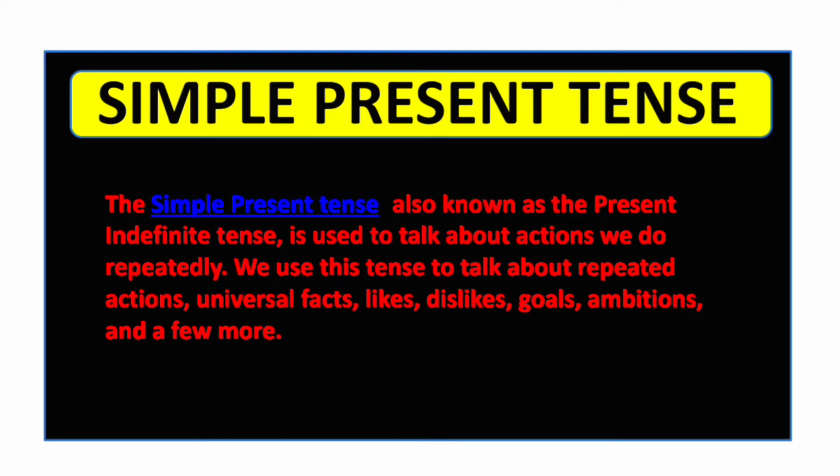Here is given some definition about the present indefinite tense. The simple present tense, also known as the present indefinite tense, is used to talk about actions we do repeatedly. We use this tense to talk about repeated actions, universal facts, likes, dislikes, goals, ambitions, and a few more things like that. Habitual truth also comes into the simple present tense. So let's start. Next slide.